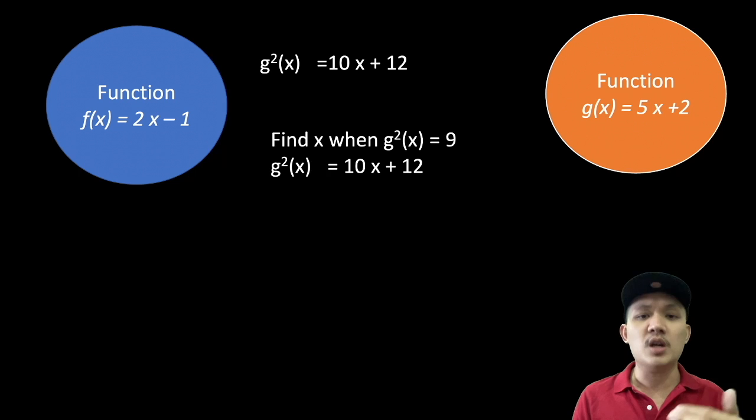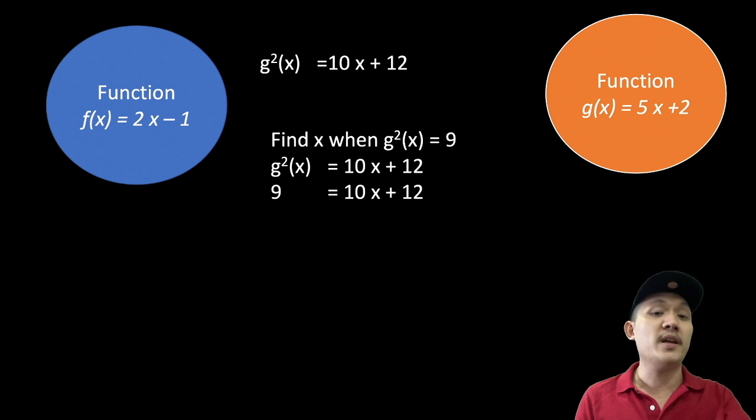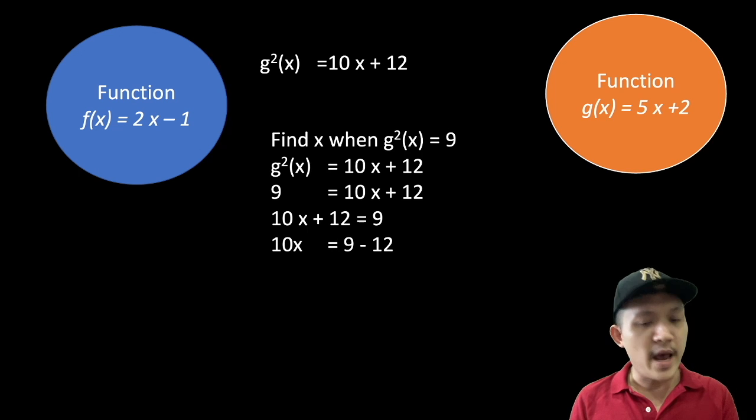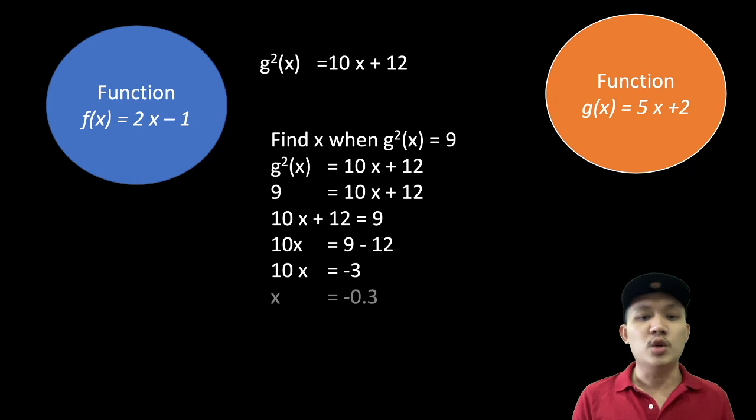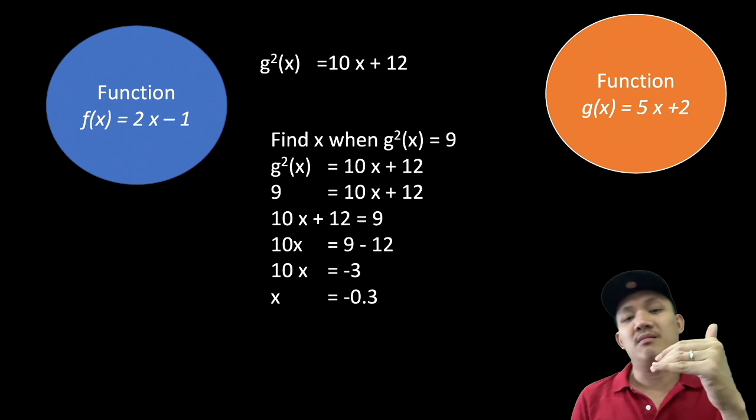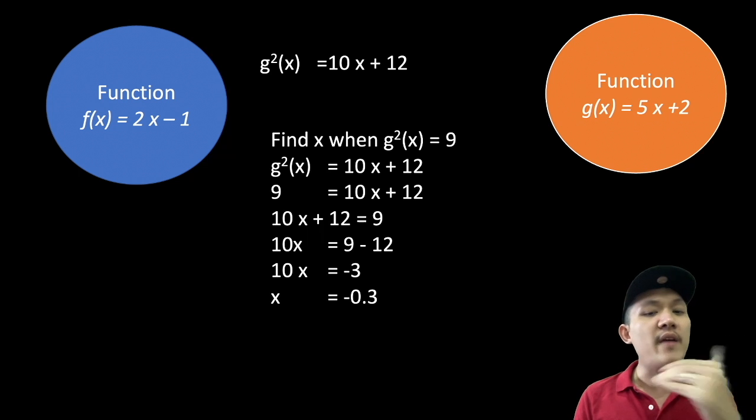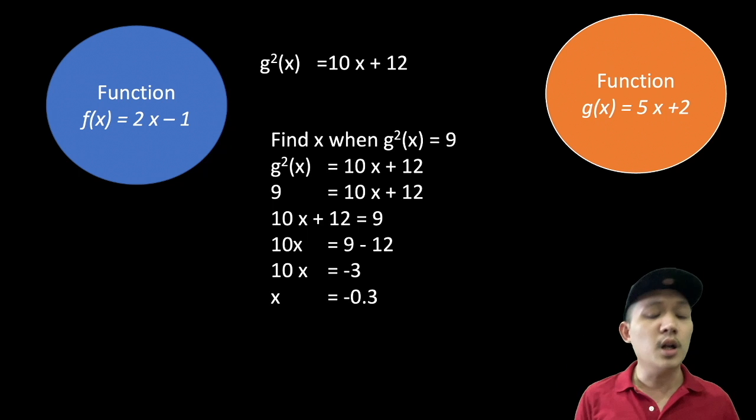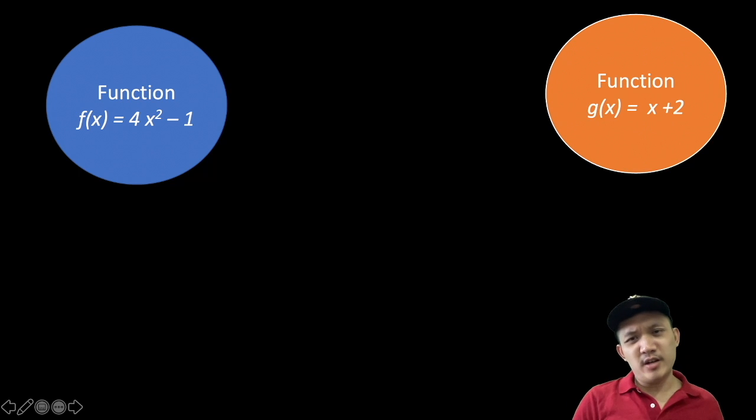So how this goes is you have the function out, you take 10x plus 12 equals to 9. You replace the g squared x with a 9, and in the end, you run a little bit of algebraic operations. You will get 10x is equals to negative 3, and in the end, you will have x is equals to negative 0.3. I'm not going to talk a lot about algebra. Let's spice it up another notch slowly.